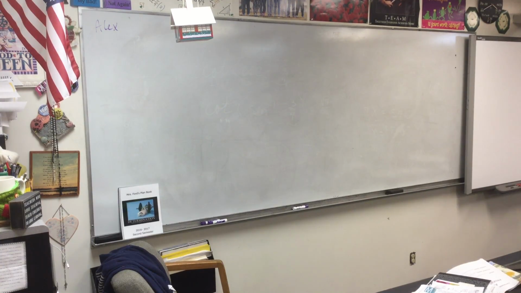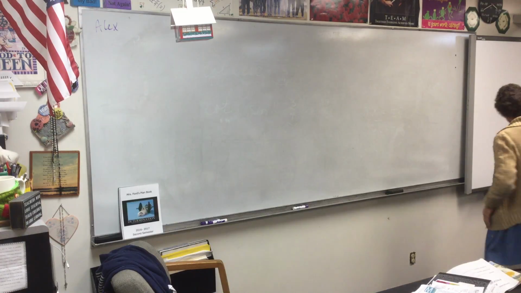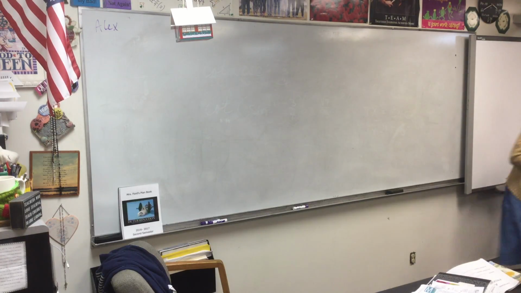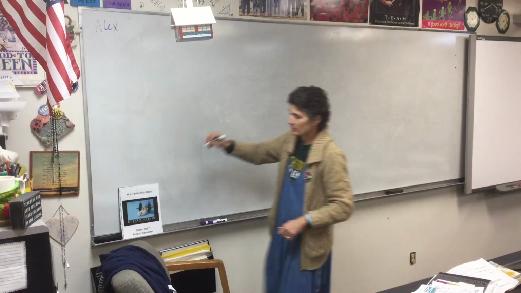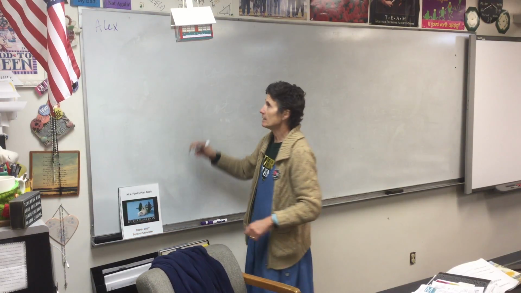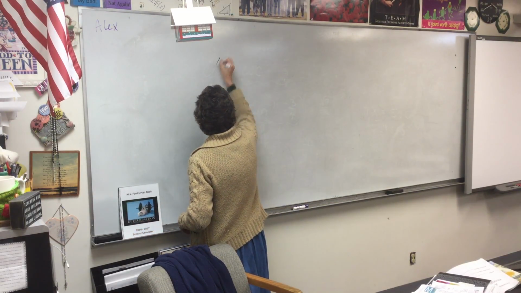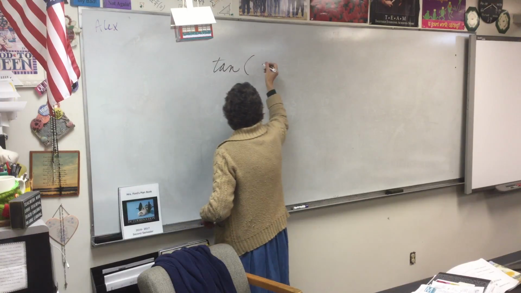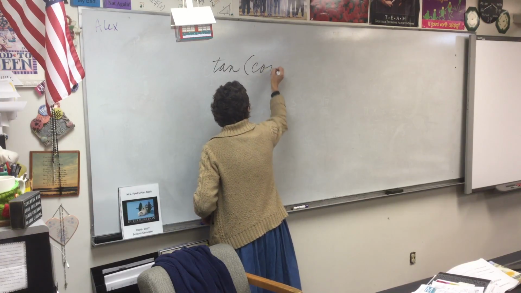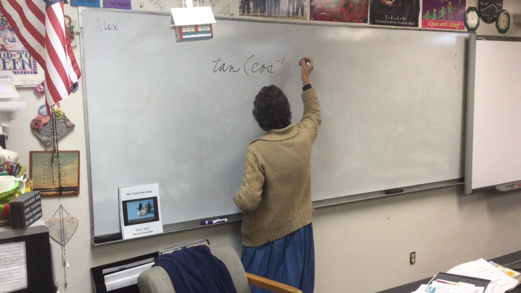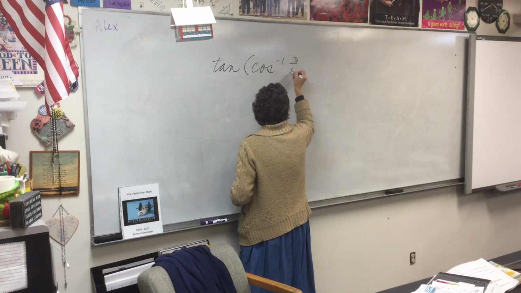So we are going to talk about now a problem like this. Find the tangent of the angle whose cosine is 3/5.